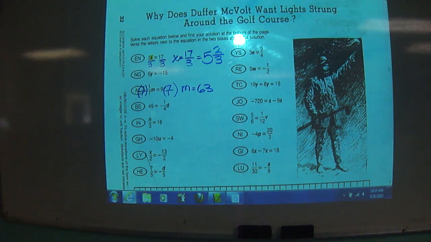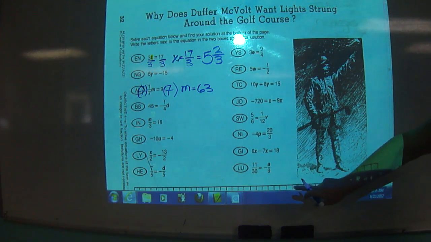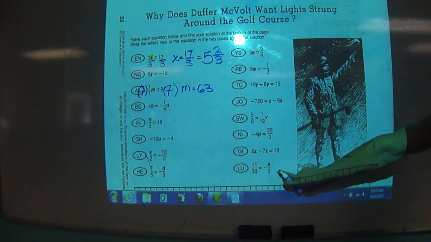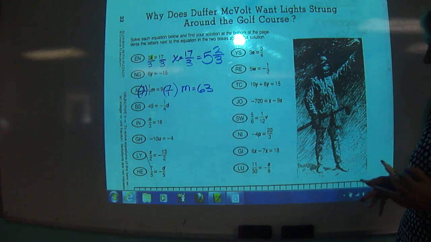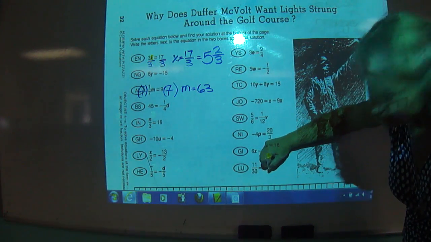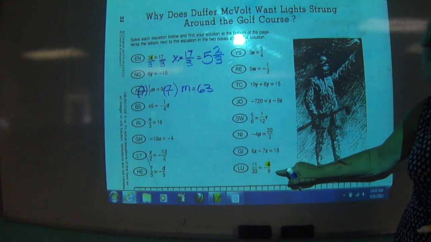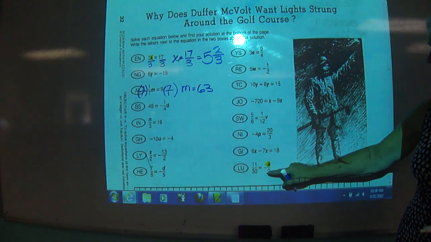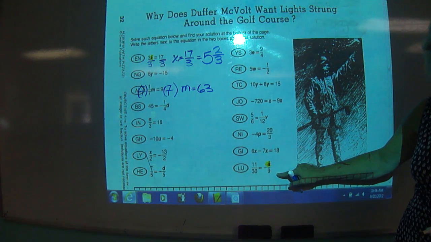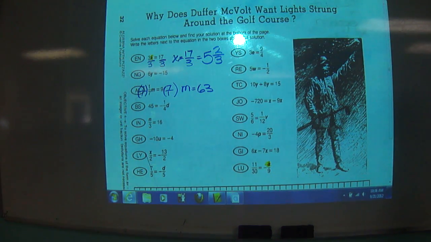But what happens if the fraction is more complex? Let's look at one like this one. Okay, so we want to isolate the variable a. What is it? It's negative a ninths. How would we turn a, negative a ninths, into 1a? What do we have to multiply by?